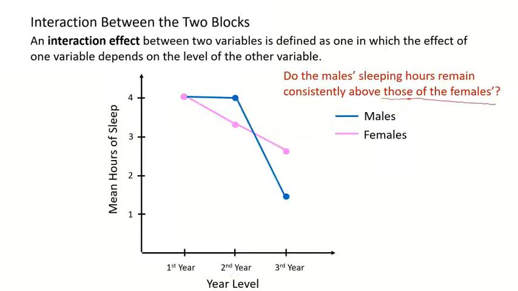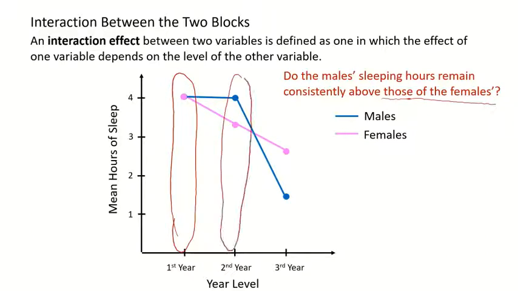And obviously here, in the first year observation, they're the same. In the second year observation, the males is higher than the females. And in the third year observation, the males is lower than the females, which is more or less random. Okay? The male sleeping hours, for example, is not consistently above the females or the other way around. And therefore, we say here that there is no interaction between our two blocks because there's no pattern at all that we see here.